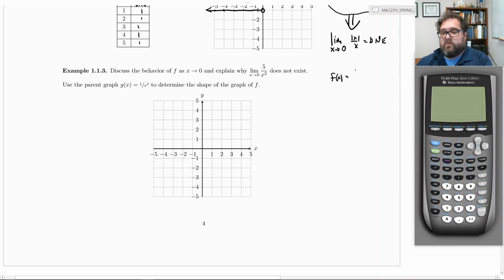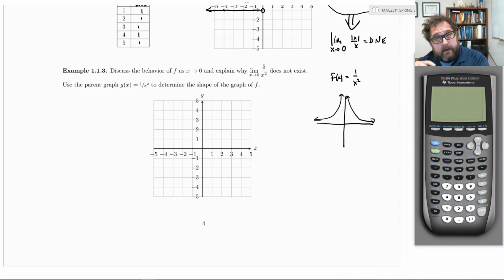So f of x equals 1 over x squared. That's the parent graph of the reciprocal squared function. I mentioned it in one of the previous videos. It looks basically like this. Now, how can we get from 1 over x squared to 5 over x squared? Well, also remember from college algebra that when you multiply, say, 1 over x squared by 5, it scales the y values. So basically, you take all your y values and multiply by 5.